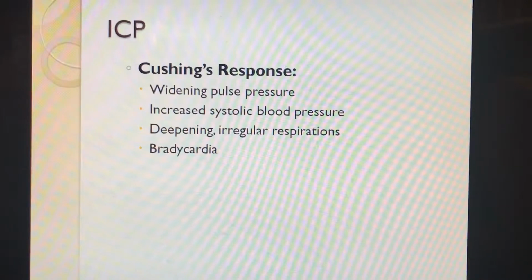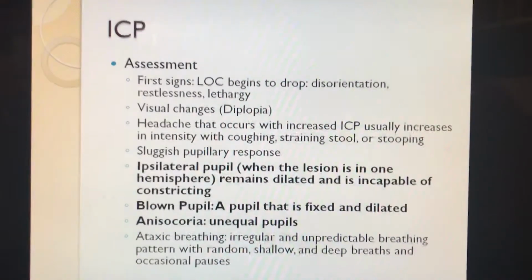One of the things that happens is called Cushing's response. This is the widening pulse pressure. This is increased systolic blood pressure, deepening irregular respirations, and bradycardia. So this is going to let you know that the patient is experiencing ICP.